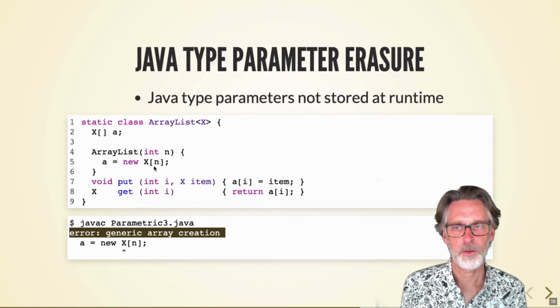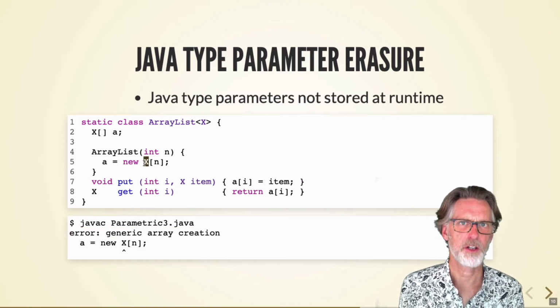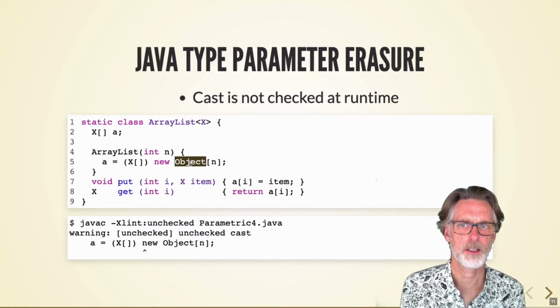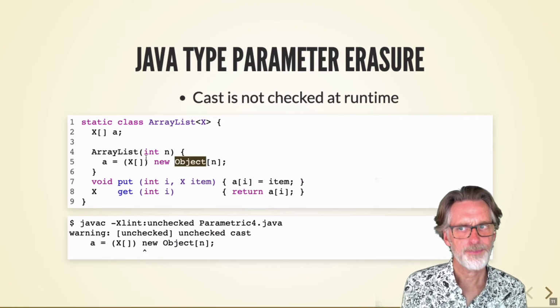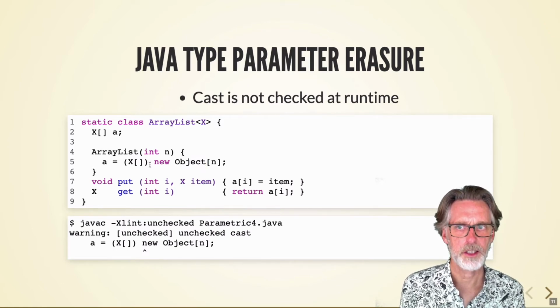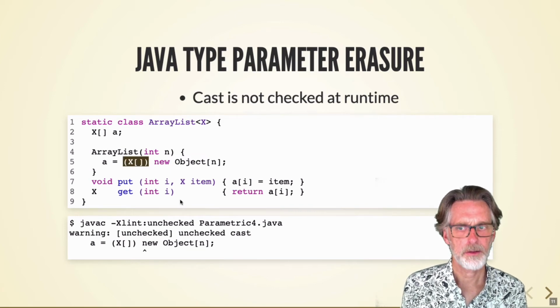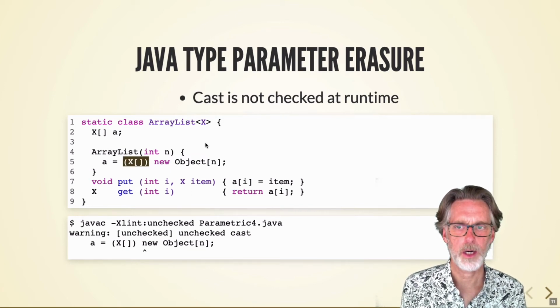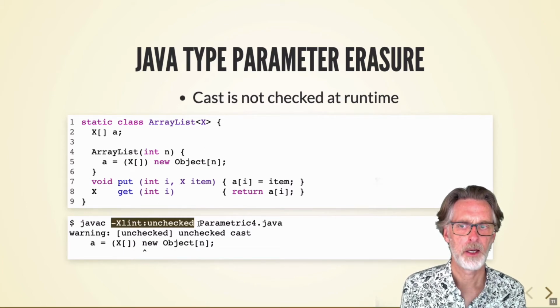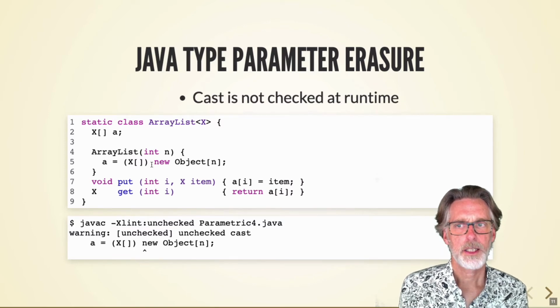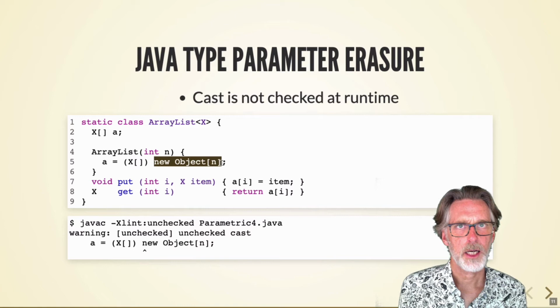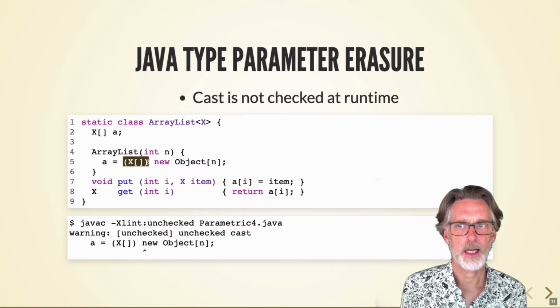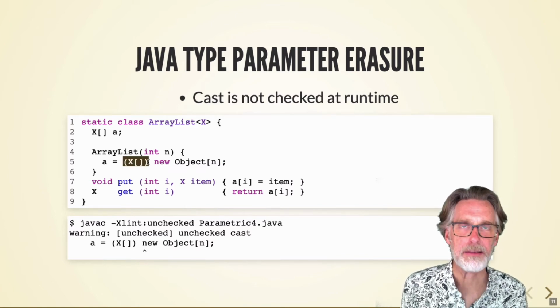So what do you have to do? Well, you have to erase this type yourself. You put an object array there, and then to get it to store into your field, you need to do a cast. Now, this will compile, but it's going to give you a warning, and to see the warning details, you have to add a compiler option. What it's going to say here is that you have an unchecked cast. In particular, we're taking an array of objects and trying to treat that as an array of X, where X is not something that's known at runtime.